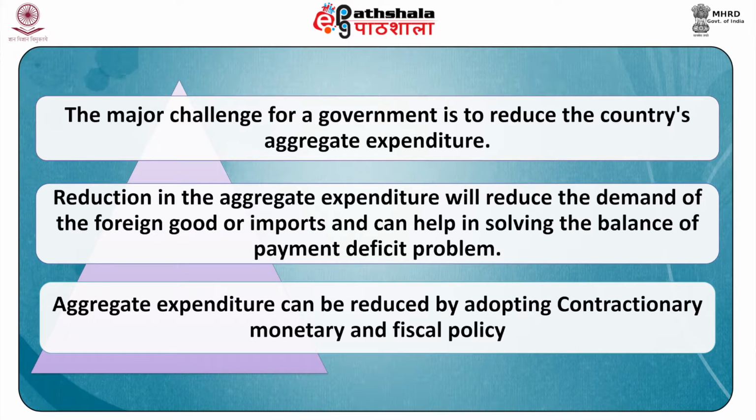Aggregate expenditure can be reduced by adopting contractionary monetary and fiscal policy. Under contractionary monetary policy, the central bank tries to restrict the availability of credit. This is done by increasing the lending rates, which will discourage both firms and households to invest and consume. As a result, it will reduce the investment and consumption expenditure.